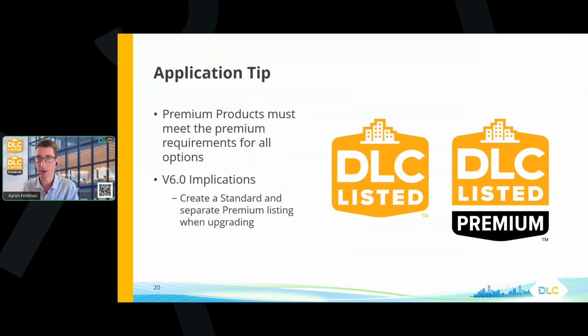And then a quick application tip before we go through more of the requirements. I'll be focusing on the submission in the next few slides, but I wanted to highlight that products that are qualifying to Premium must meet Premium for all of their options. So any option that's within the model number and is qualifying to DLC Premium must meet the Premium requirements. This may require some separation of products that were previously listed under 5.1 into two different products, one to qualify as Standard and one to qualify as Premium. And I'll go through that in the next few slides.